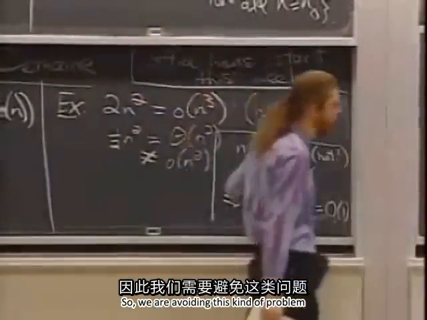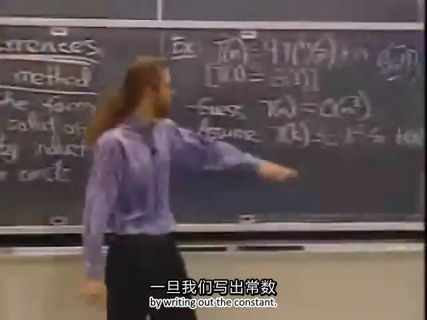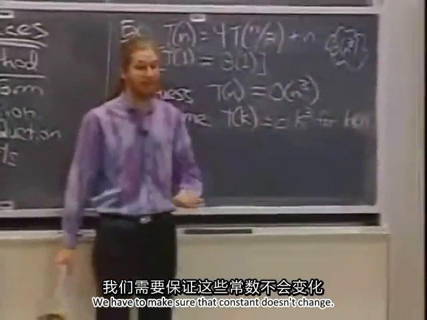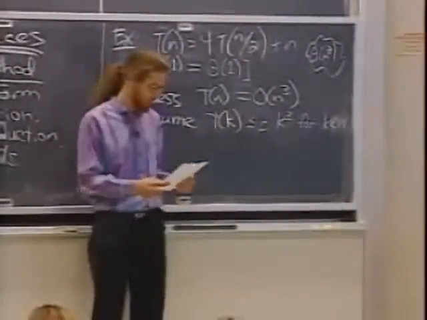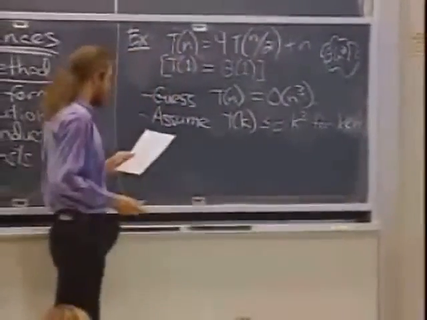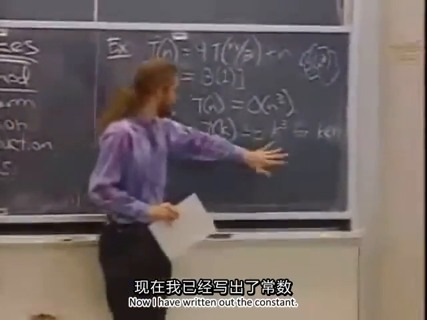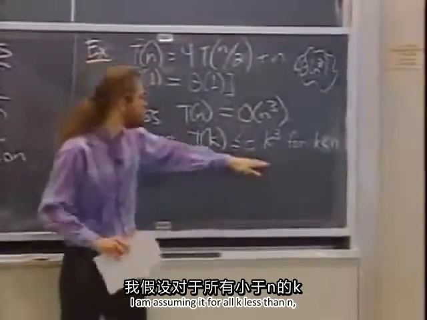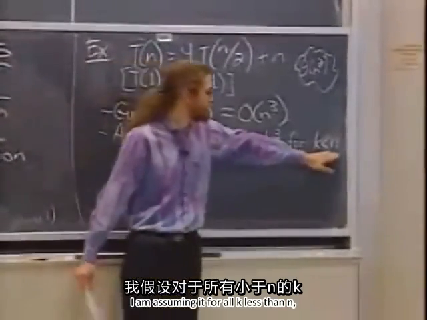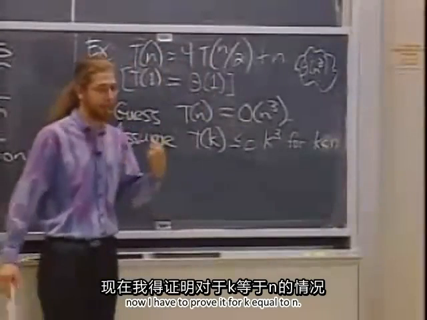So we're avoiding this kind of problem by writing out the constant. We have to make sure that constant doesn't change. So good. Okay, so now I've written out the constant. I should be safe. What I need to prove, I'm assuming it for all k less than n, and now I have to prove it for k equal to n.